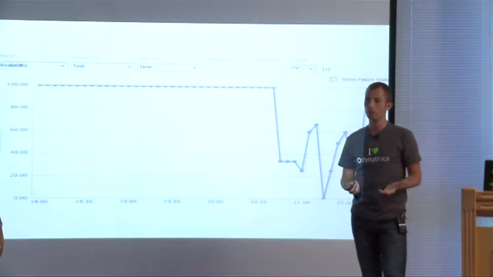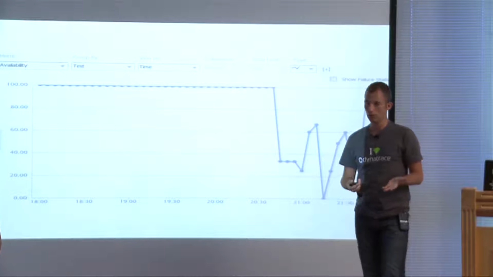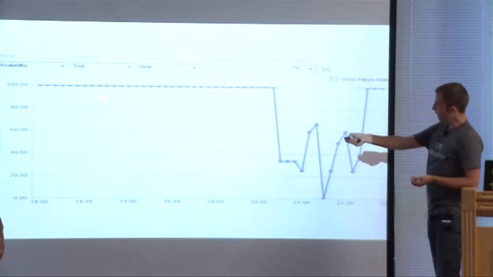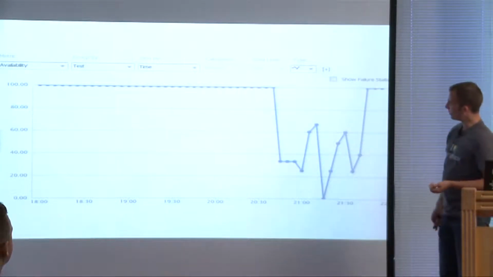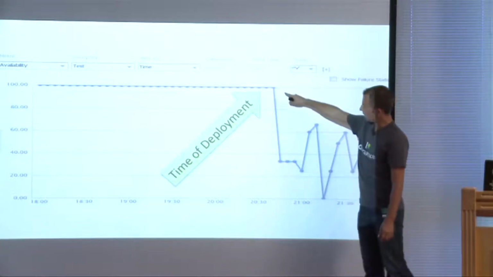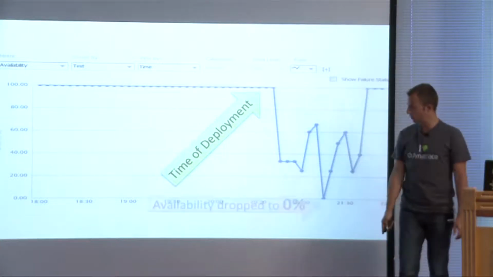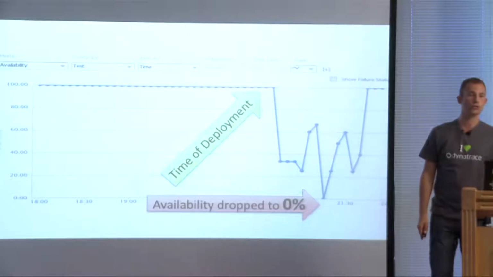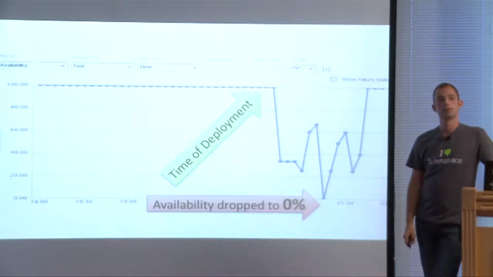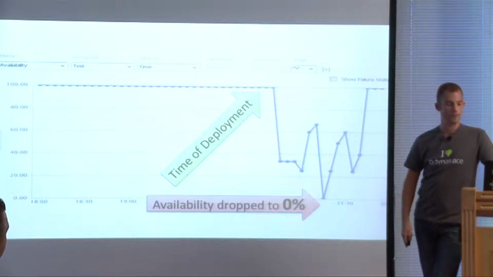And for that, we typically use something like synthetic monitoring. What we see here is an availability graph. And as you can see here, when this is the time of the deployment and then the availability drops down to 0, you probably know you just crashed the car. Right? And that's when you need to act and fix it.